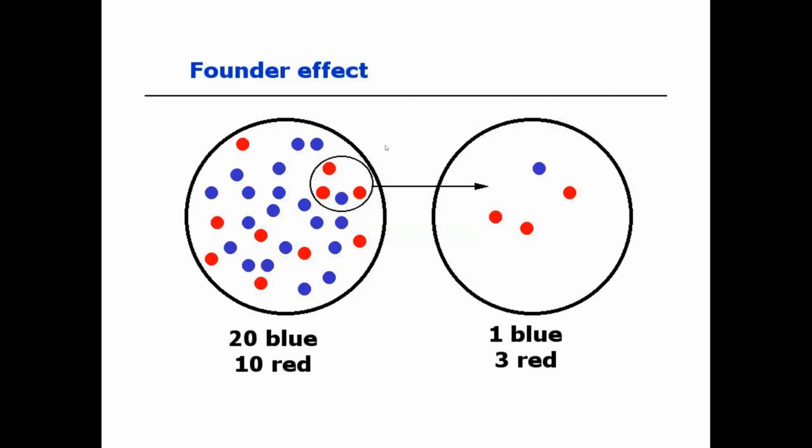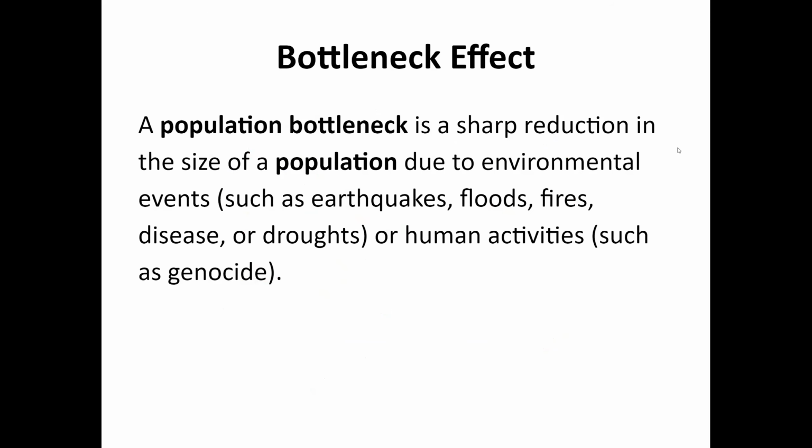Okay, so the founder effect, just in a different representation. So we've got 20 blue, 10 red. Okay, say for example they immigrate. Now we've got more red now than we do blue, so therefore it's not representative of the original population. Okay, so the last part is the bottleneck effect.